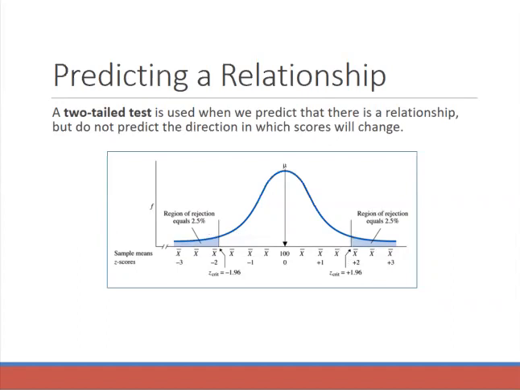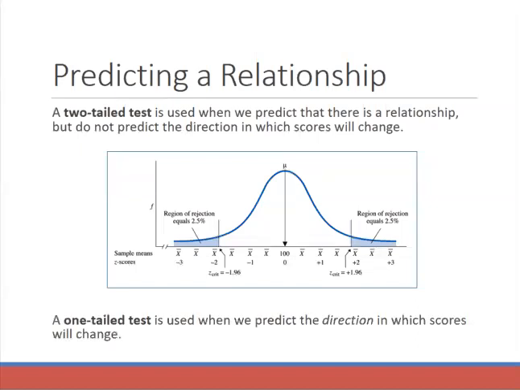So maybe tutoring could make students do better, or maybe tutoring actually lowers their IQ and makes them dumber for whatever reason, it distracts them or something. When we use a two-tailed test, either one we would call significant. But sometimes we have a guess about the direction of change we'll see. And so that's when we start to look at what's called a one-tailed test.